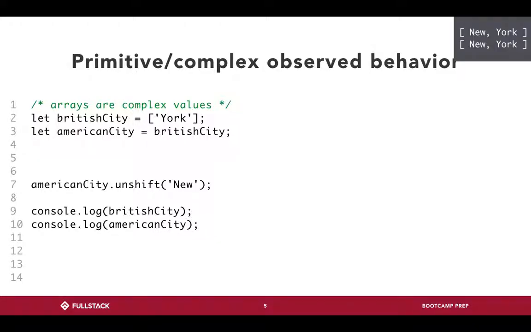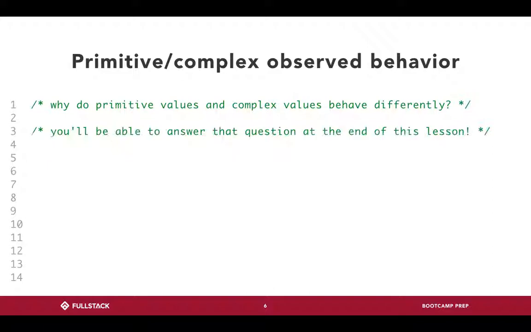Both of these have the same reference, and even though we went through the American city variable, they're both pointing to the same spot, and this is the only array that we have in memory, and these are its current state. Does that feel better a little bit? So why do they behave differently? One, complex variables, variables that are assigned to complex values get a reference. Primitives exist entirely independently.